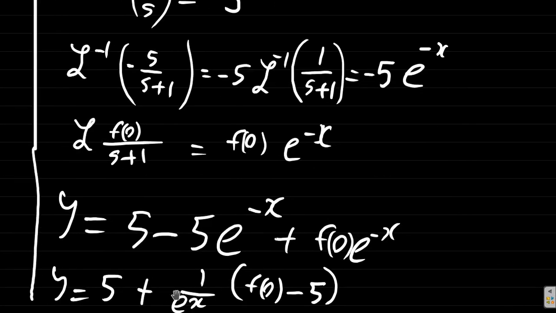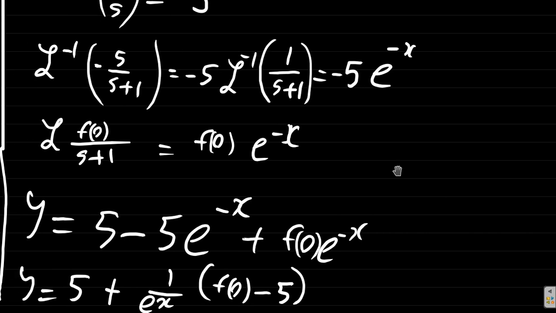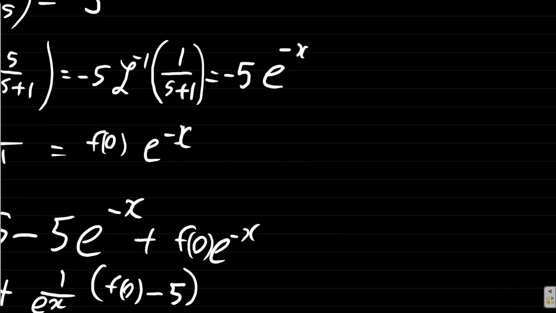This is 5 plus, this would be f of 0 minus 5 over e to the x. So the constant c would be f of 0 minus 5. If you write it out plain and straight, we run out of scrolling space, so we just have to work with this side.